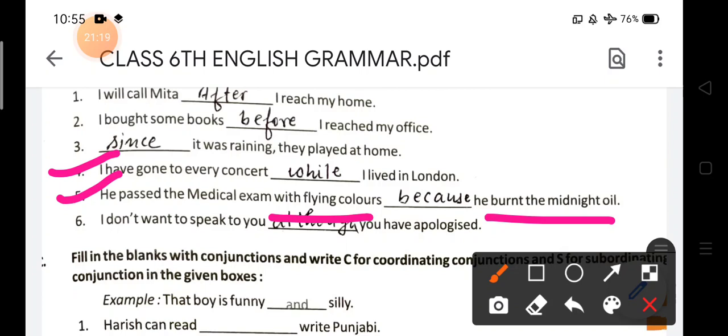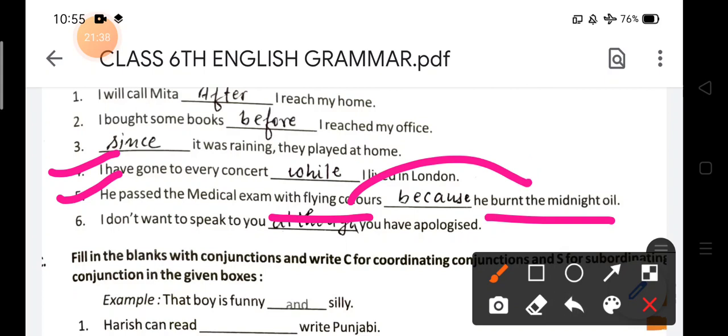To usne flying colors yani achhe marks se exam ko pass kyun kiya, is baat ko janne ke liye hame is wale part pe jana padega. He burnt the midnight oil, usne khoob parishram kiya. So he passed the medical exam with flying colors because he burnt the midnight oil.